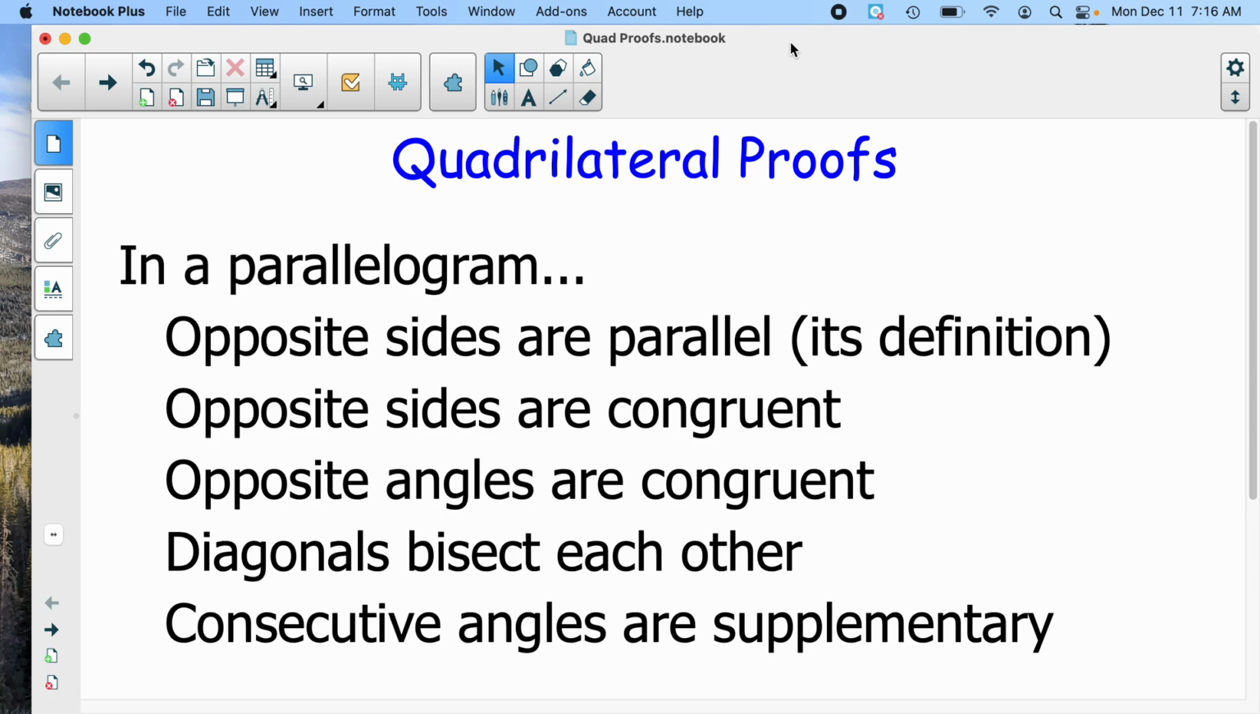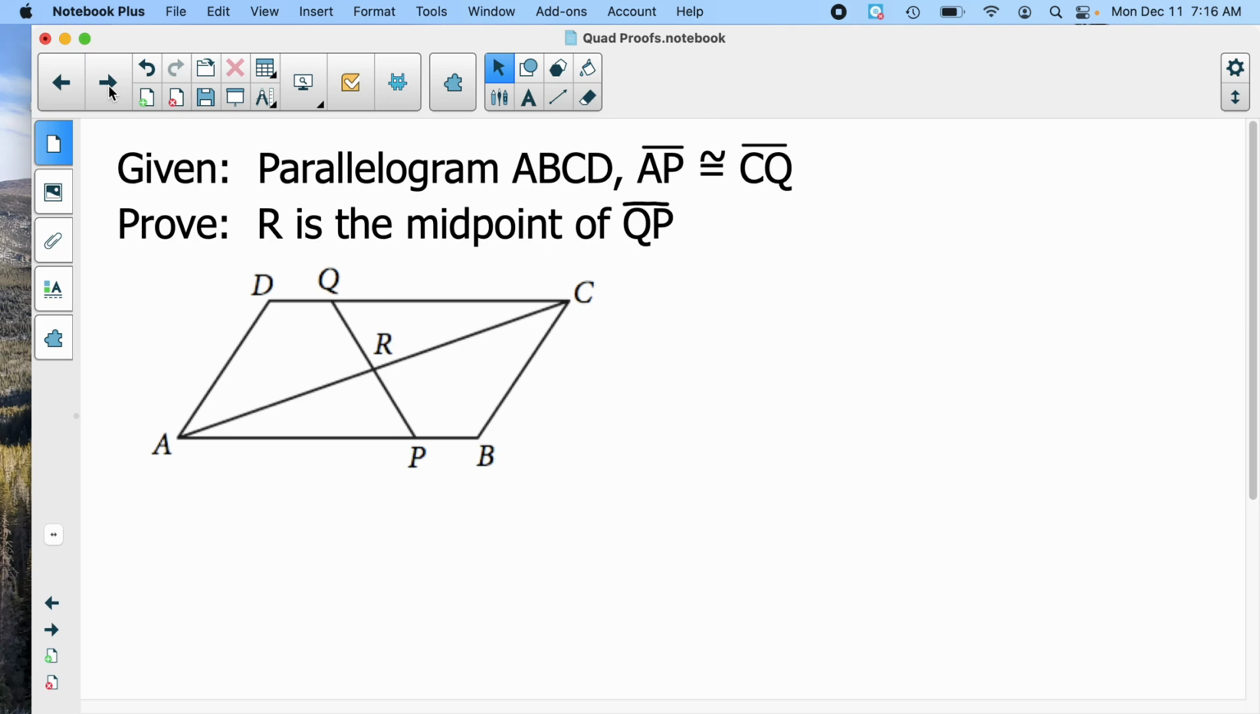Proofs with quadrilaterals. And remember these properties of parallelograms. Basically what you're doing is, if you're given a parallelogram, you can use one of these 5 properties: opposite sides congruent, opposite sides parallel, opposite angles congruent, diagonals bisecting each other, and consecutive angles being supplementary. So let me show you how this is going to work.